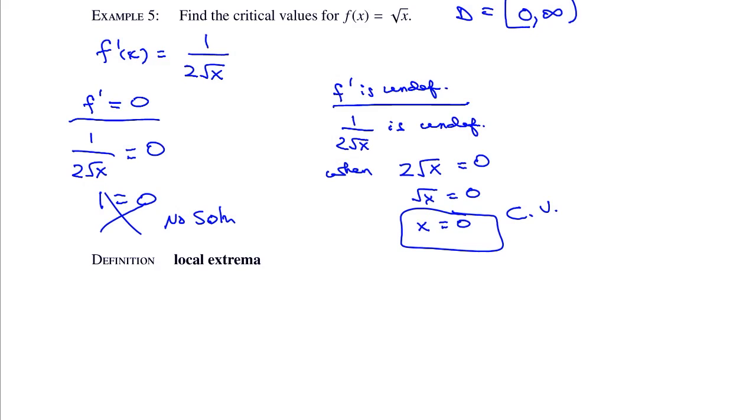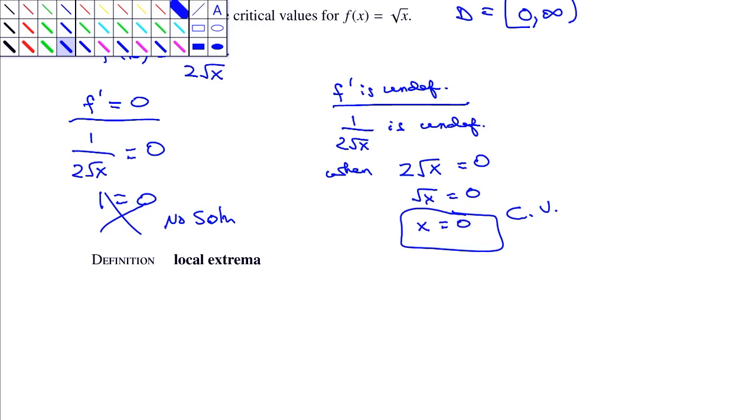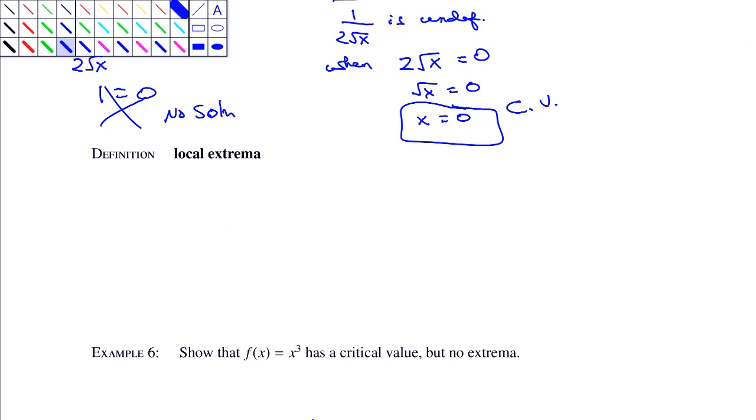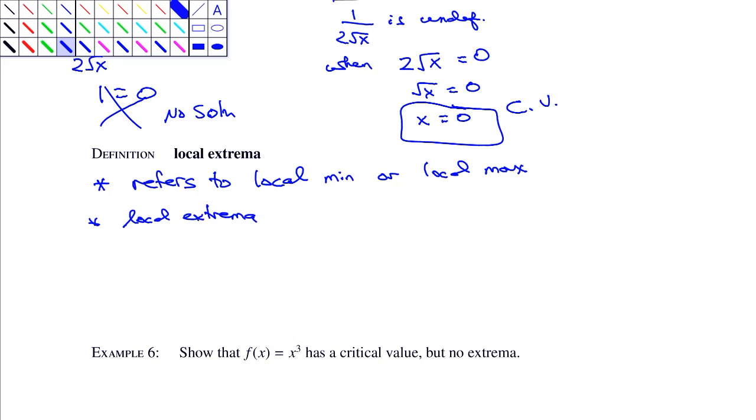Next, we talk about the local extrema. So, first off, the local extrema refers to the local minimum or local maximum. Local extrema occur only at critical values.